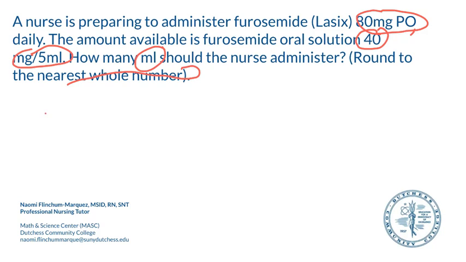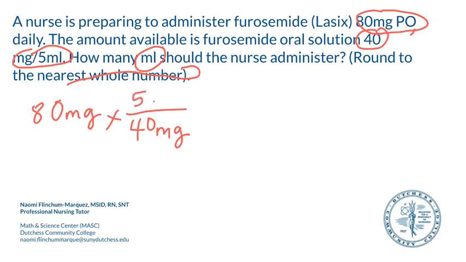Here we go. So let's see. We want to do 80 milligrams. We want to multiply that by what we have available. So we have 40 milligrams over 5 milliliters. We can cancel out our milligrams, and we're going to end up with milliliters, which is what we circled before.